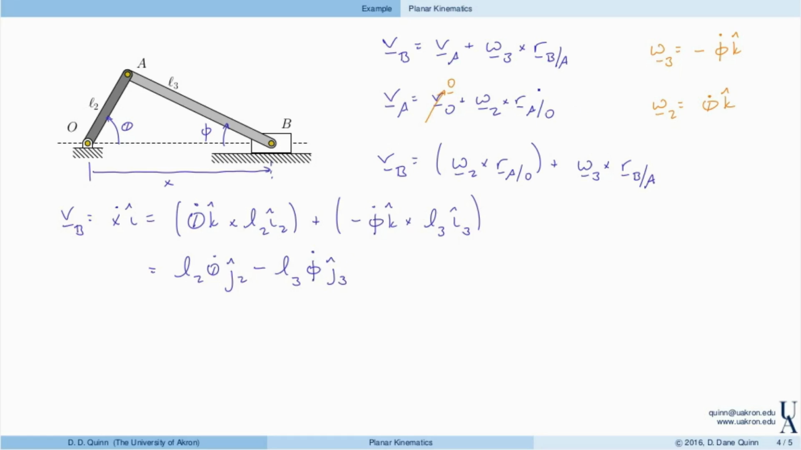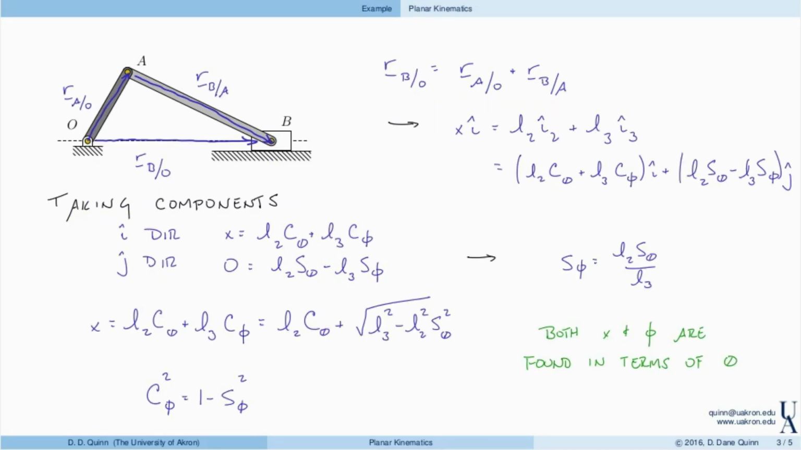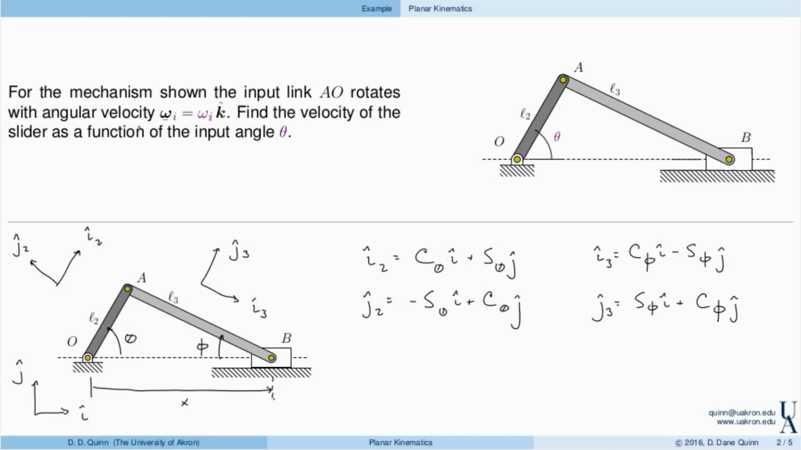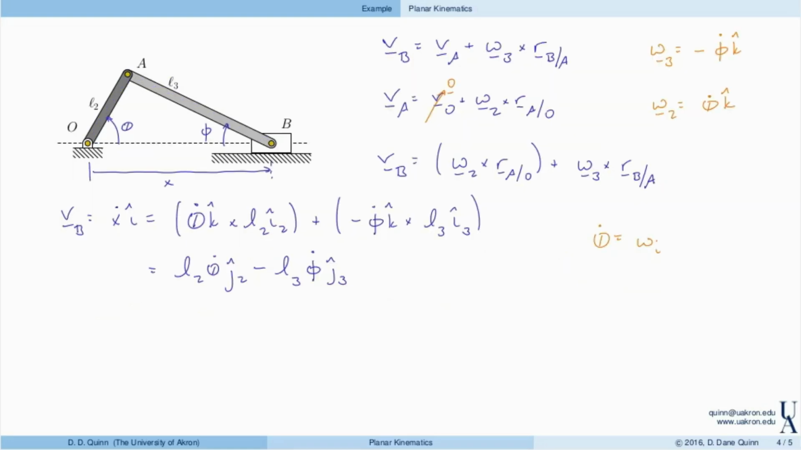Now, recall from the problem statement, theta dot was omega I. Let's go back and look at that. So the angular velocity was omega I input in the k direction, and in terms of the coordinates, the angular velocity of link 2 is theta dot k. So theta dot is simply omega I.